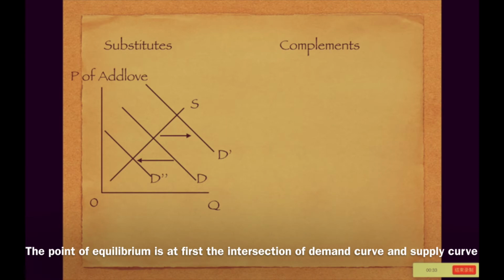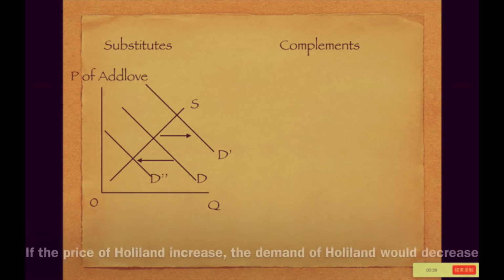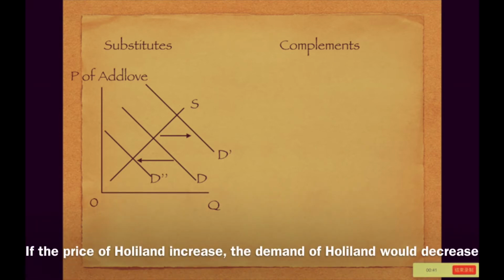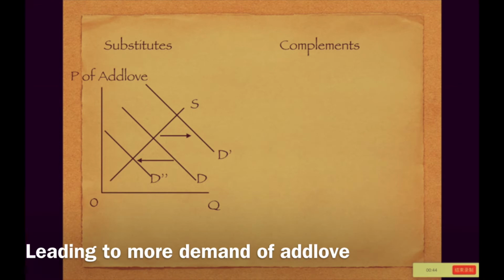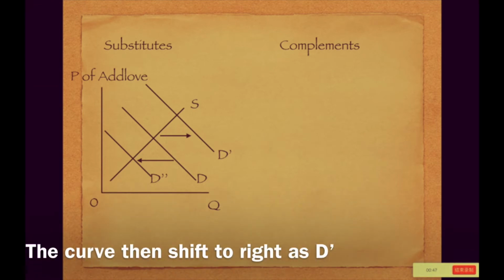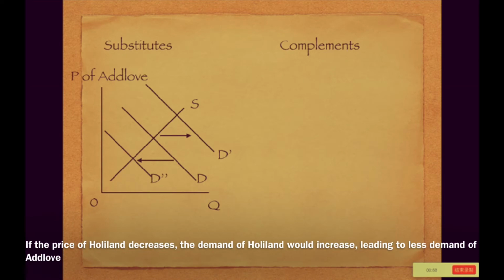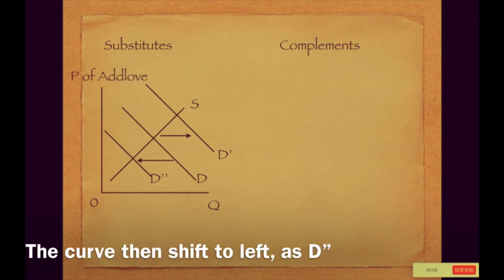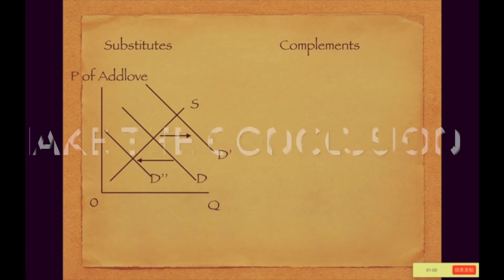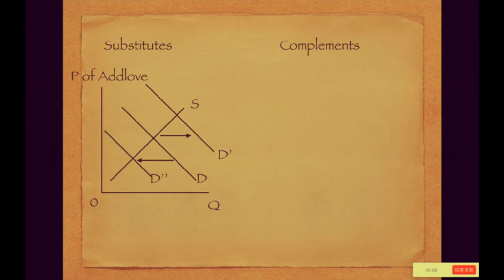The point of equilibrium is at first the intersection of the demand curve and supply curve. The price of Holyland increases, the demand of Holyland will decrease, leading to more demand of PED-Love. The curve then shifts to the right as D'. If the price of Holyland decreases, the demand of Holyland would increase, leading to less demand of PED-Love. The curve then shifts to the left as D'2. We then could make the conclusion that the demand of one good increases as the price of the substitutes increases. The demand of one good decreases as the price of substitutes decreases.